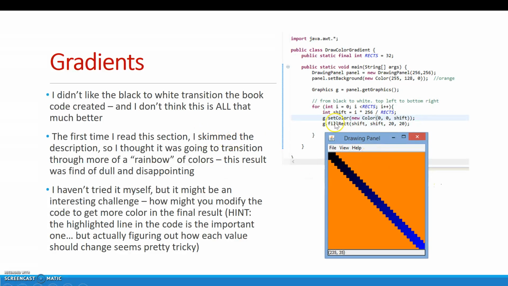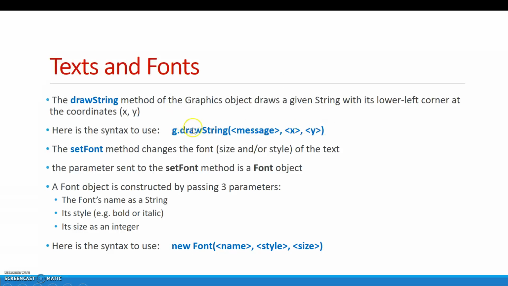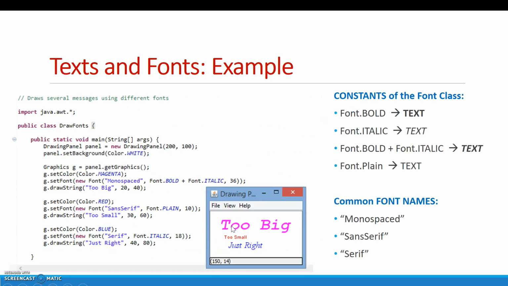Okay, gradients. This is just showing, for example, that you can set a new color each time she's looping through rects, which is 32. So she's looping through 32 times, drawing a rectangle slightly shifted over here in a different color each time. Text and fonts, so you can draw a string at an x and a y, and you can set the font. Here's an example. You can set it all different types of colors and sizes.